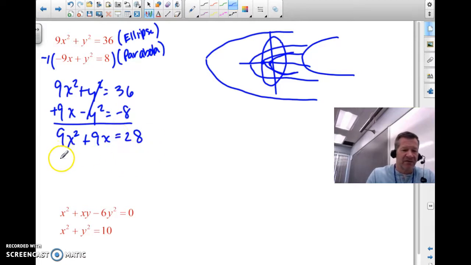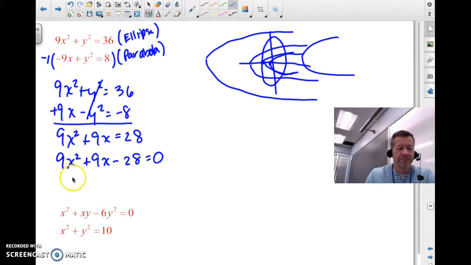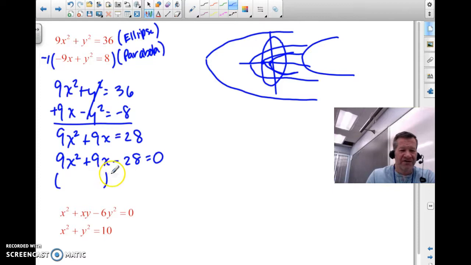Let's try to get everything on one side here. 9x squared plus 9x minus 28 equals 0. So now I need to factor this. Trying to factor this, let's see here. I have no common factors that I can factor out.